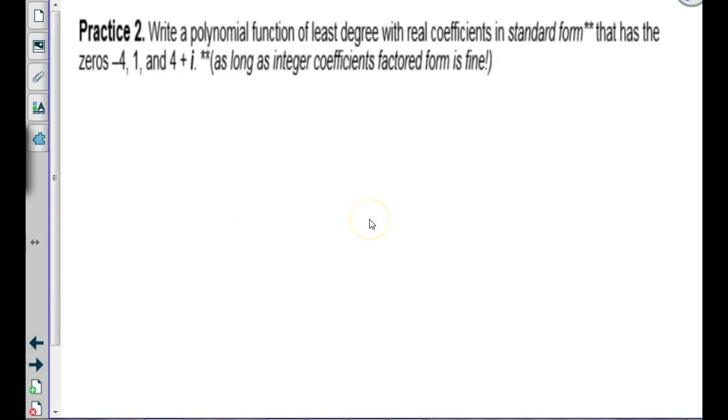Okay, we're going to try practice 2. It says write a polynomial function of least degree with real coefficients in standard form. We are not going to do standard form that has the zeros negative 4i and 4 plus i. You may leave it in factored form, and it says that on the quiz, as long as you have real integer coefficients, which unfortunately means we have to get rid of the i. Okay, so negative 4i means we have a what for a factor?